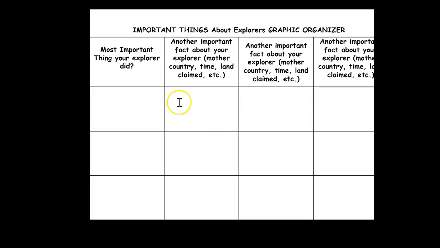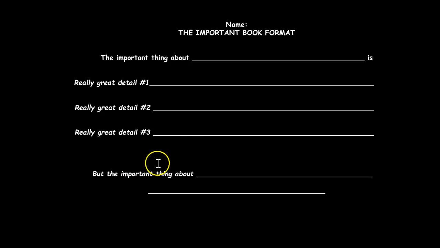So you're going to have sentence 1 as your most important, then 2, 3, 4, and 5 as other important facts, and then sentence 6 repeats sentence 1. And here's the structure that you see, the important book format. The important thing about Christopher Columbus is, and then detail 1, detail 2, detail 3, detail 4, and then repeat the first thing you said about the important thing. All right, hopefully this clarifies for you exactly what your expectation is from this.